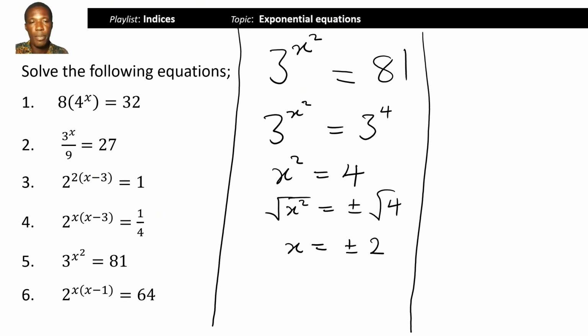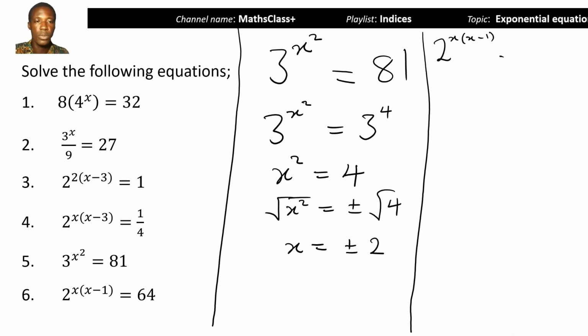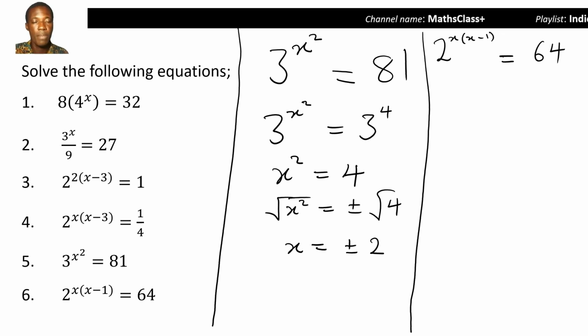Then the last example, 2 to the power x multiplying x minus 1. This whole expression is equal to 64. So I will rewrite 64 as 2 to the power 6. Okay, so that will be this is equal to 2 to the power 6.